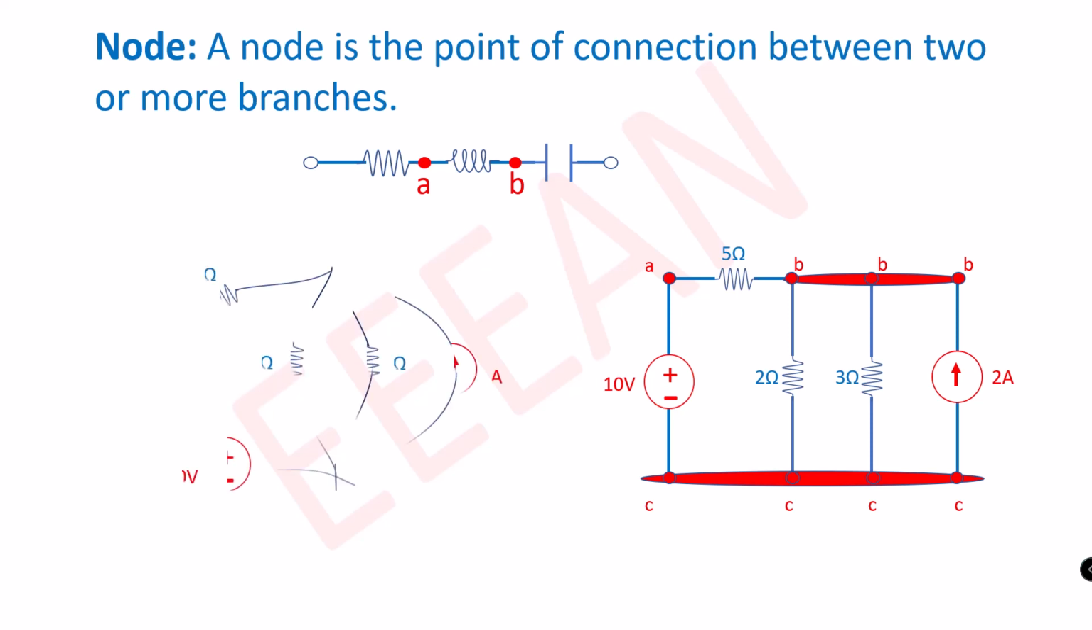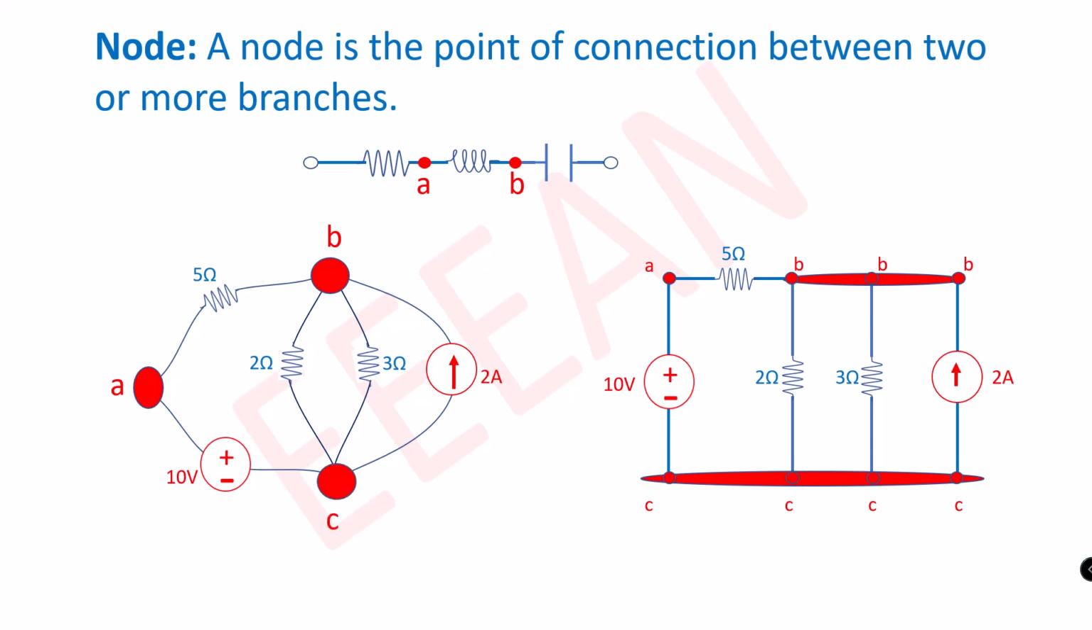Let's go to see another example. In this circuit, the 5 ohm resistance and the 10 volt voltage source are connected between the point A, and here is another node point B, which separates the branches 5 ohm resistance, 2 ohm resistance, 3 ohm resistance and 2 ampere current source. And the another connection point is C, which separates the branches 10 volt voltage source, 2 ohm resistance, 3 ohm resistance and 2 ampere current source. So we can say that this circuit has 3 node points, node A, B and C.